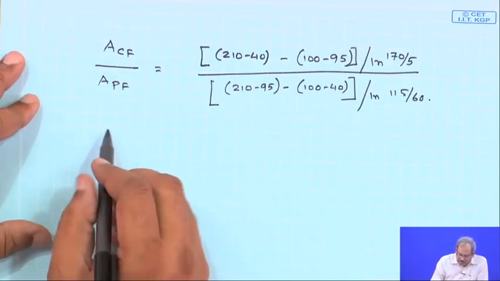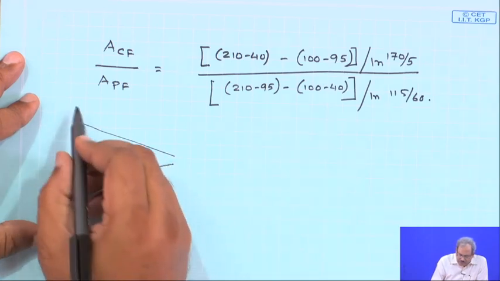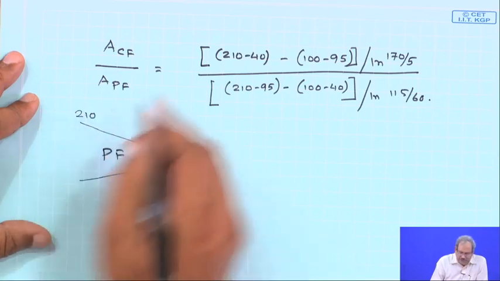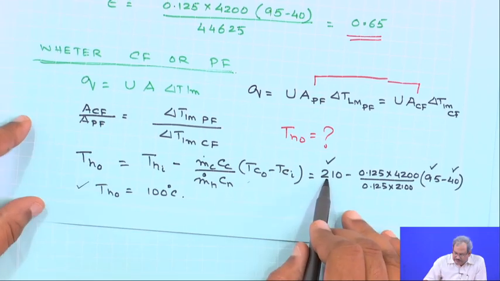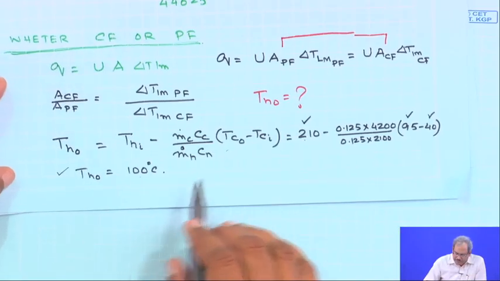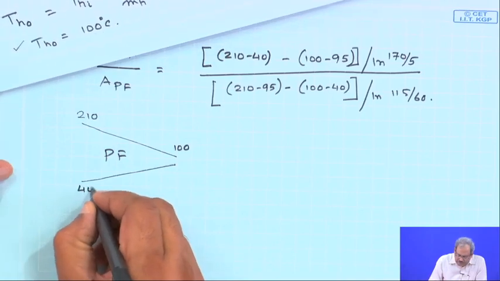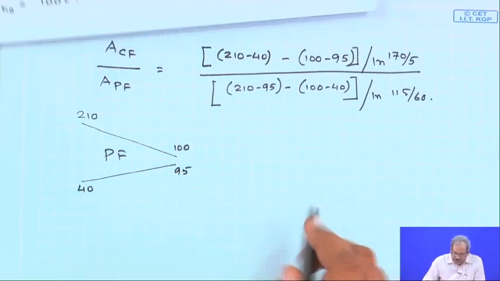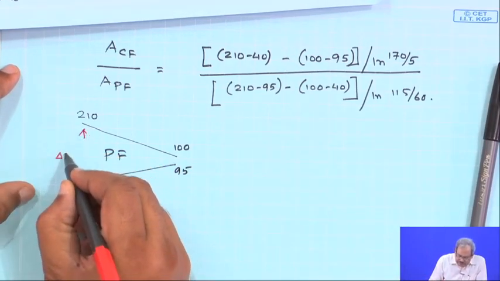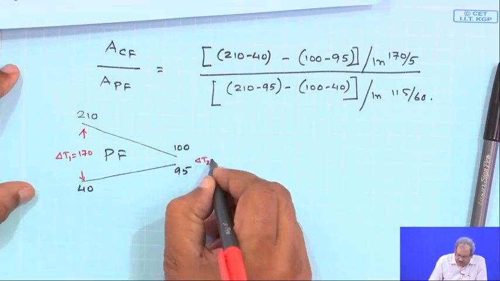I would draw the profile once again. This is the hot fluid, this is the cold fluid when they are in parallel flow. So, the temperature changes from 210, which is the inlet temperature of the hot fluid, the outlet temperature is 100. So, I will put 100 over here, and for the cold fluid it is changing from 40 to 95. So, therefore, delta T1 in this case is going to be equal to 170 and delta T2 would simply be equal to 5.